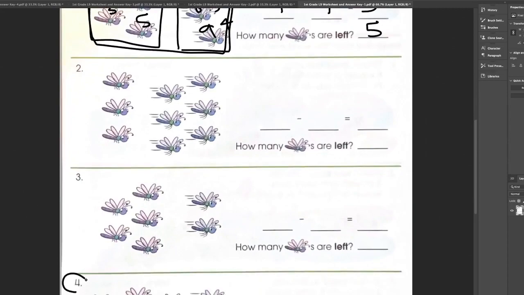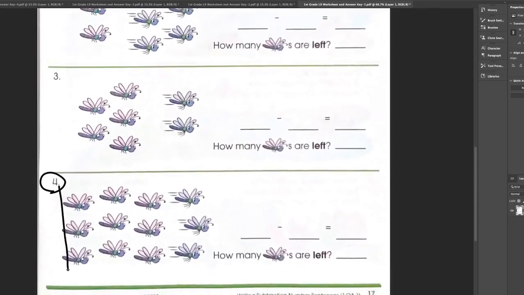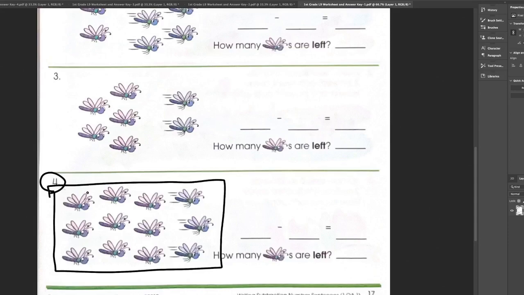Let's do 4 next. We follow the same process. Count the total amount of dragonflies. So we have 1, 2, 3, 4, 5, 6, 7, 8, 9, 10, 11, 12 dragonflies in total.